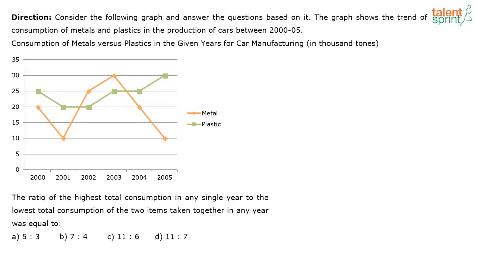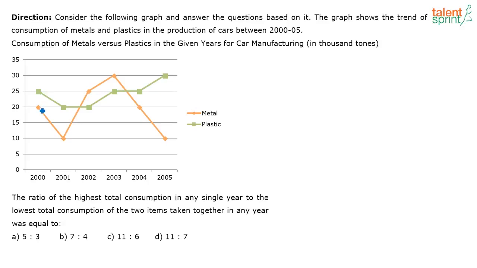What is asked in this question? The ratio of the highest total consumption in any single year to the lowest total consumption of the two items taken together in any year was equal to dash. So a lot of you are giving me the answer as 11:6. Okay, so which year had the highest total consumption? See, total consumption means you will have to add the amount of metal consumed and the amount of plastic consumed.